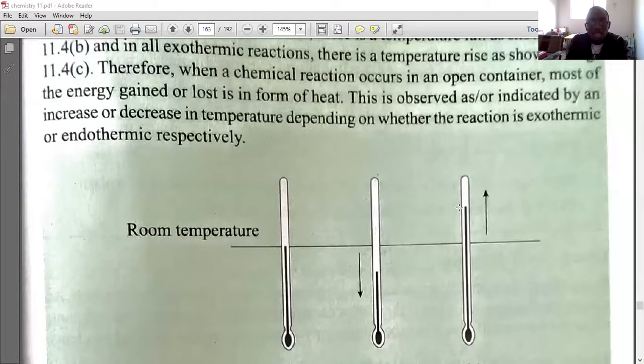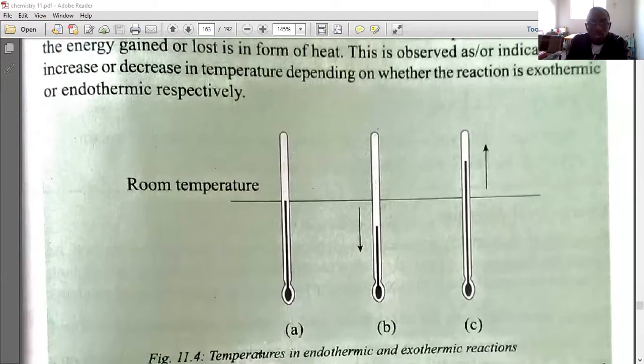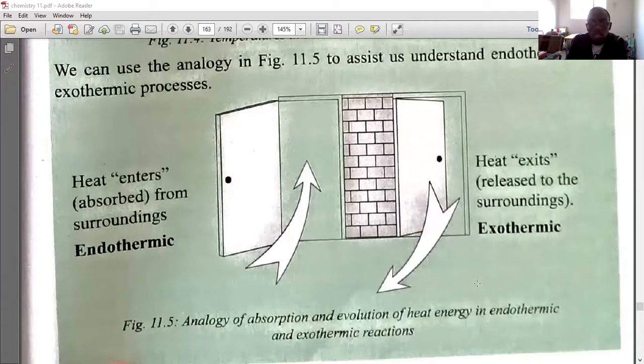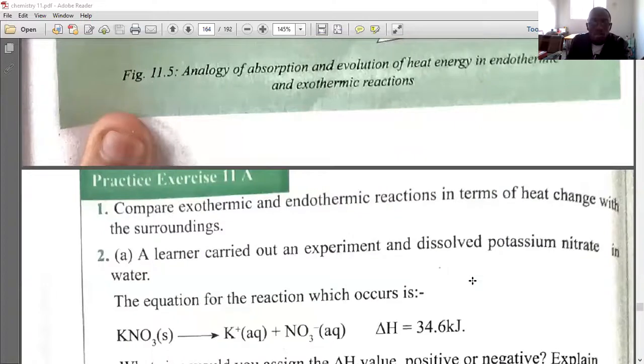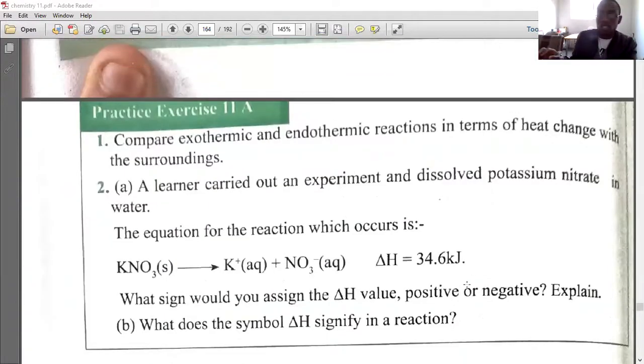So that is just another illustration. At room temperature, we are having a normal temperature somewhere here. When the temperature goes down, it means that B is an endothermic reaction. When the temperature goes beyond room temperature, C is an exothermic reaction. Those are more analogies as to why it's endothermic and exothermic. That was just a basic introduction to endothermic and exothermic reactions.